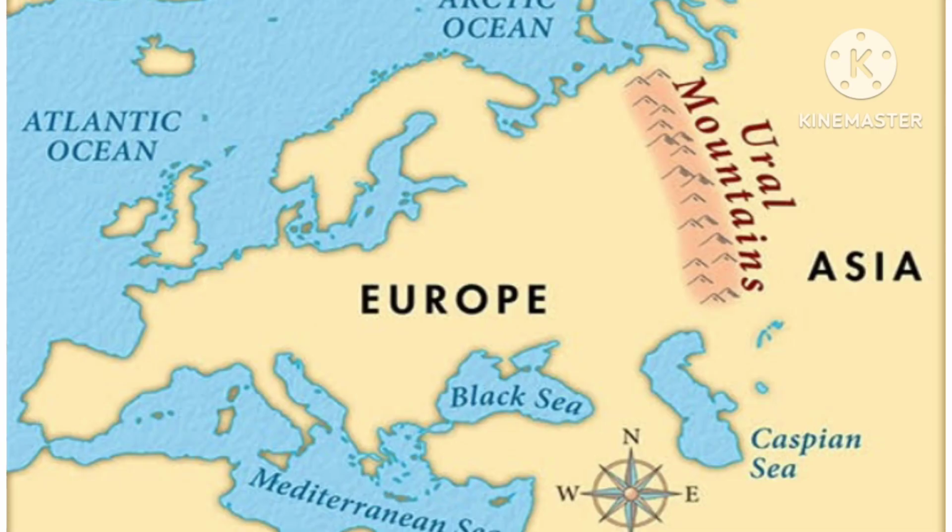Europe and Africa are separated by the Mediterranean Sea. The Mediterranean Sea is a sea. Europe and Asia are separated by the Ural Mountains as well as the Ural River.